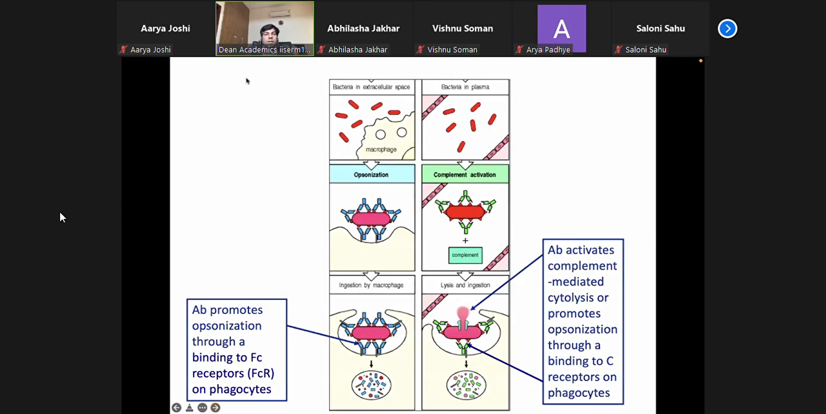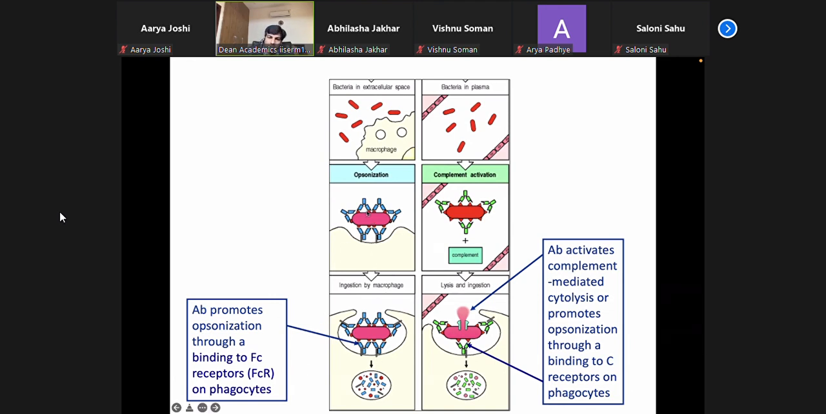All right, so what is shown here is basically, for example, you have this microbe in extracellular spaces, and you have these macrophages. Normally, macrophages can take up all these big microbes by the process of phagocytosis. But antibodies, let's say if you have antibodies generated against these microbes, can bind to those antigens present on the microbes, and in so doing, they promote the process of phagocytosis.